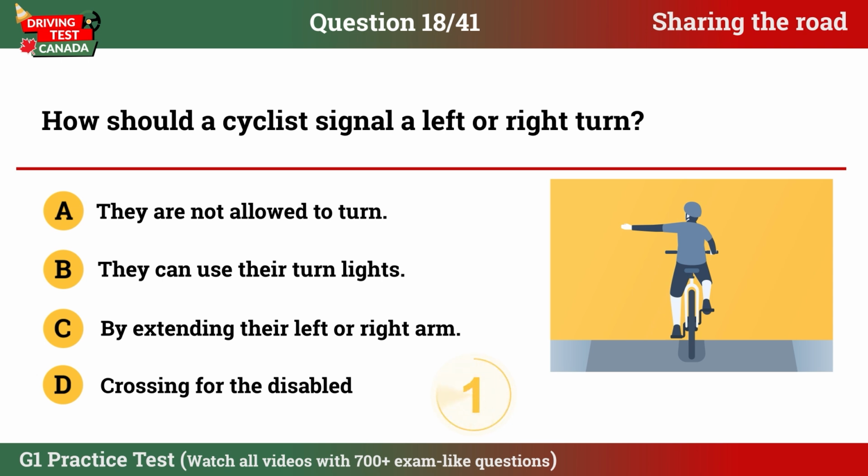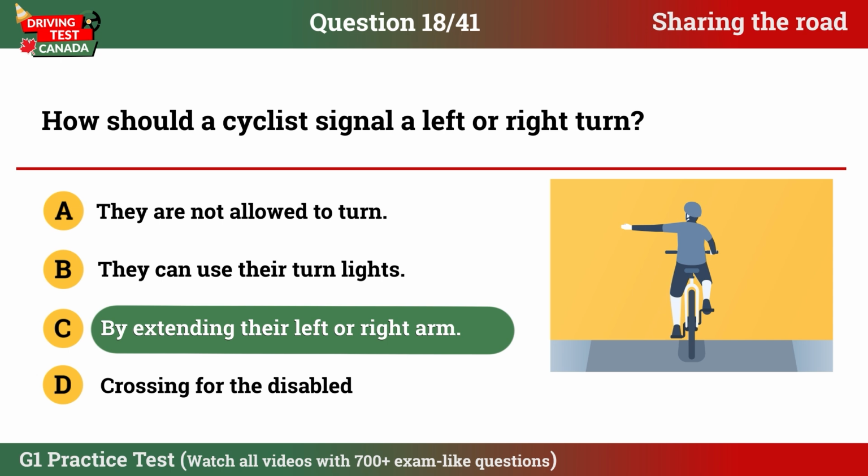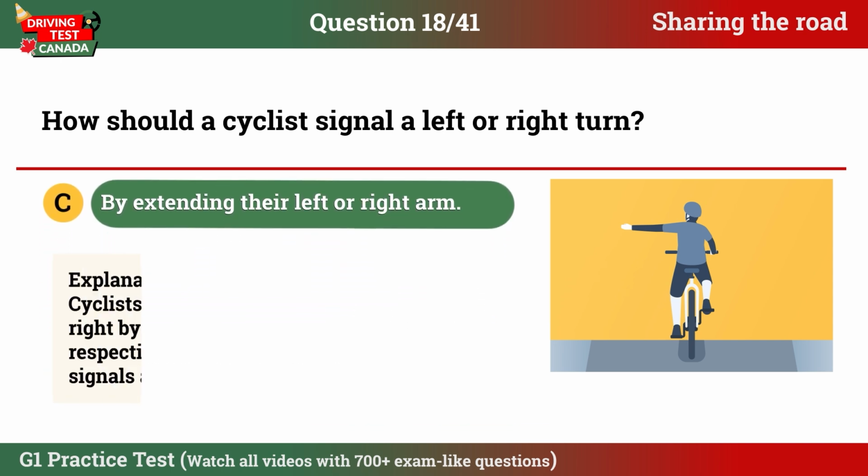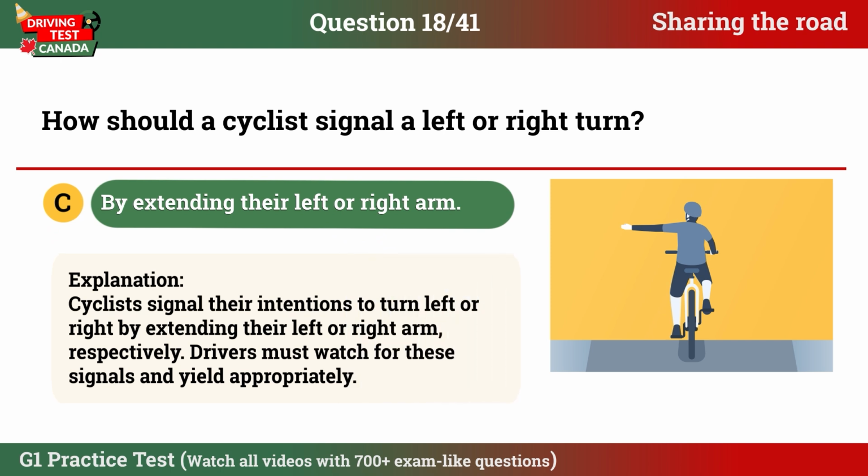The correct answer is C. By extending their left or right arm. Explanation. Cyclists signal their intentions to turn left or right by extending their left or right arm, respectively. Drivers must watch for these signals and yield appropriately.